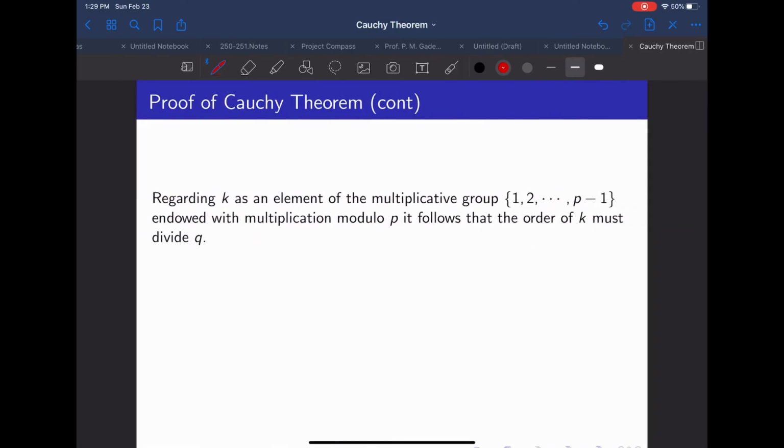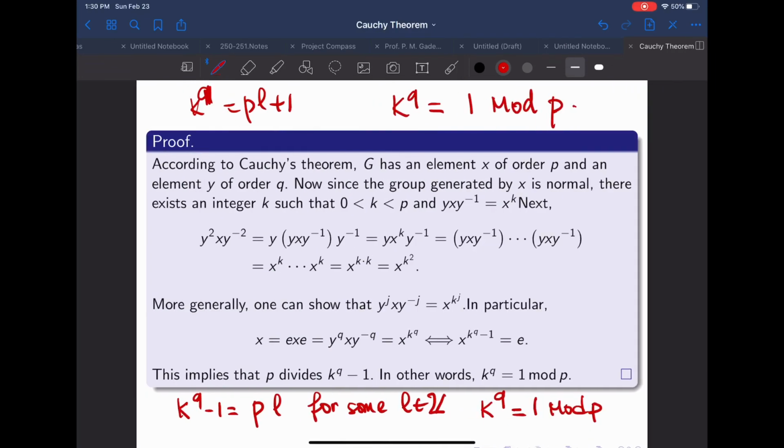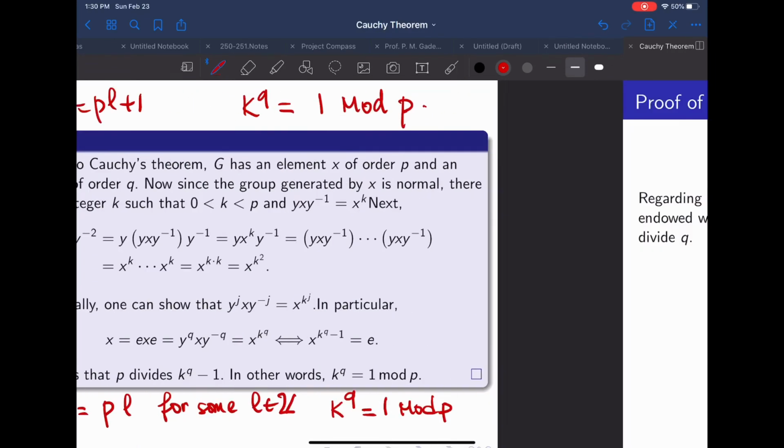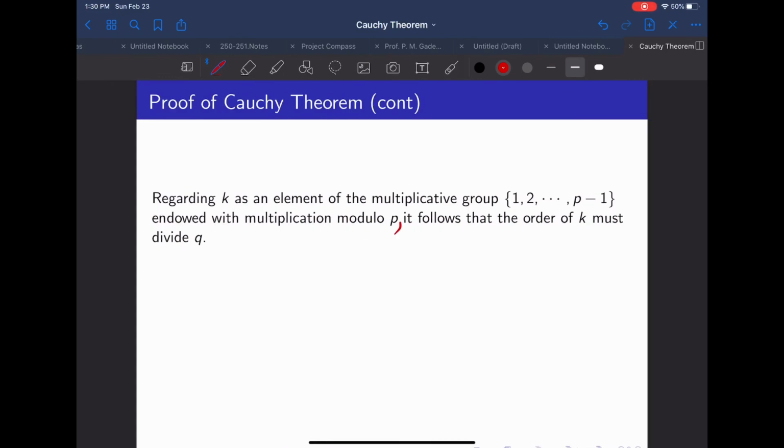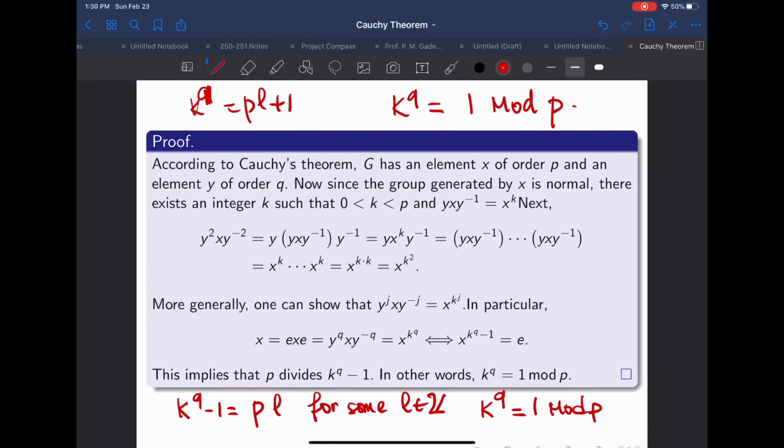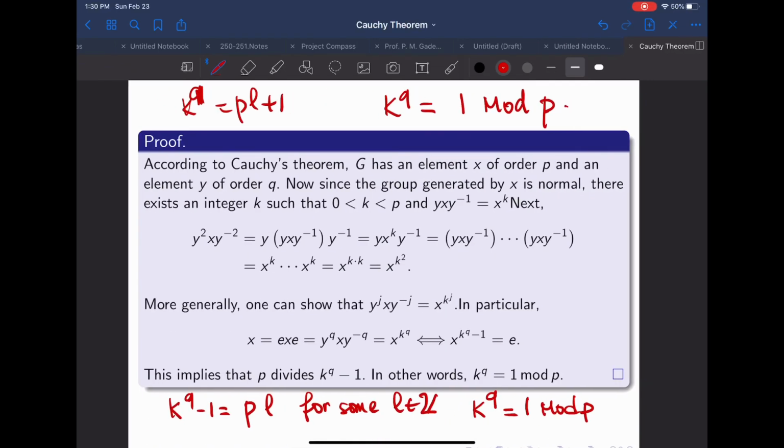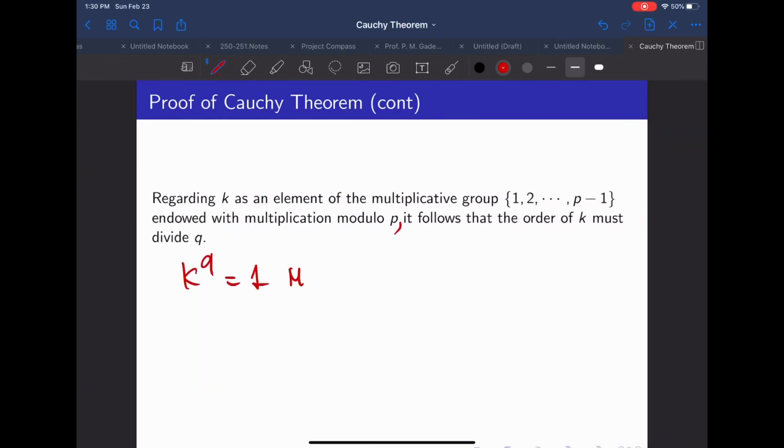Now, regarding k as an element of the multiplicative group 1, 2, all the way till p - 1, endowed with multiplication modulo p, it follows that the order of k must divide p - 1. Why? Because this group has order p - 1. Now, what we've shown here is that k^q is 1 modulo p, and q is a prime number. So q has to be the smallest number for which the power of k is 1. So that tells us that in this group, the order of k must be q.